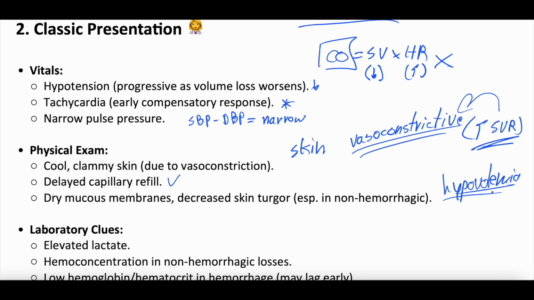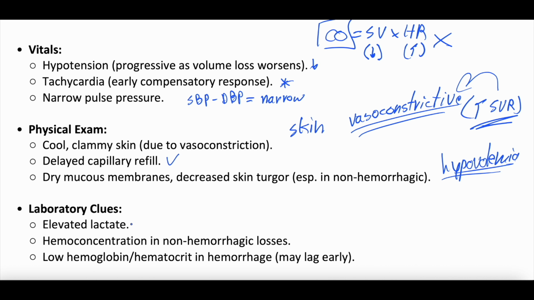Laboratory clues, there's not anything super specific, right? Elevated lactic acid is just like delayed cap refill. It just suggests that there's end organ malperfusion. You can sometimes see hemoconcentration where that hematocrit is going to be higher because the blood cells are concentrated because there's not as much circulating volume, all right? And then obviously that would be non-hemorrhagic shock. Hemorrhagic shock, you might see a low hemoglobin. Remember though, you bleed whole blood. So when you are exsanguinating, your hemoglobin may not reflect that.